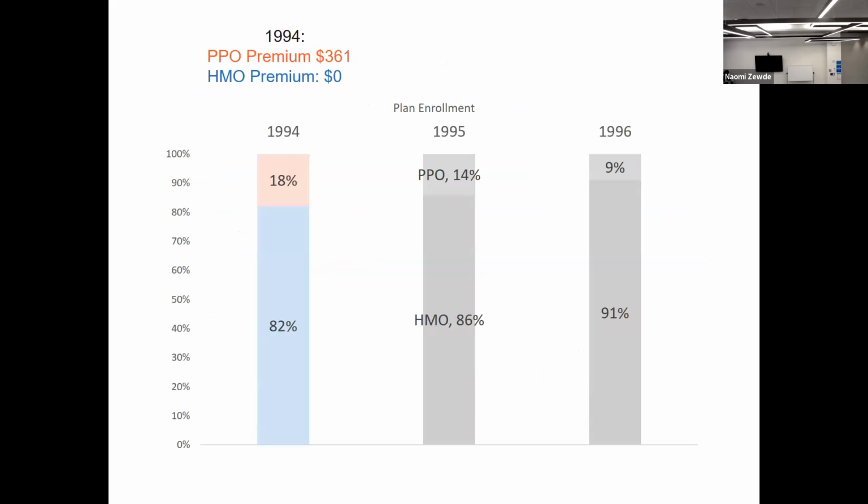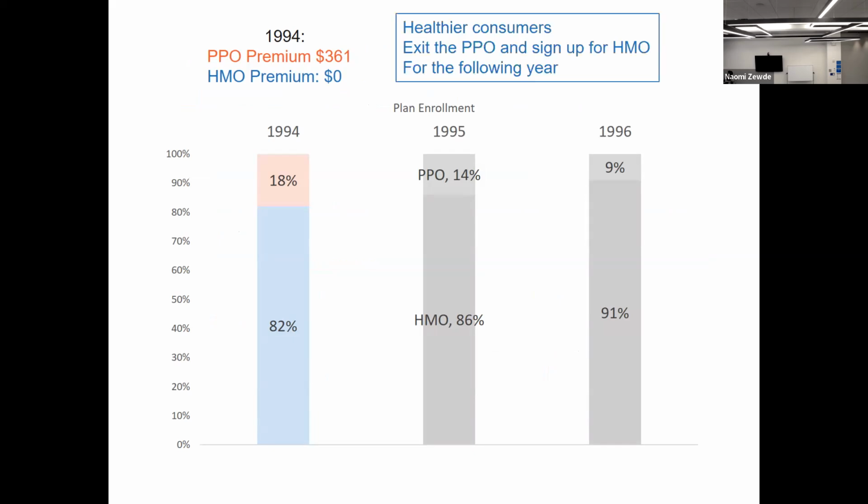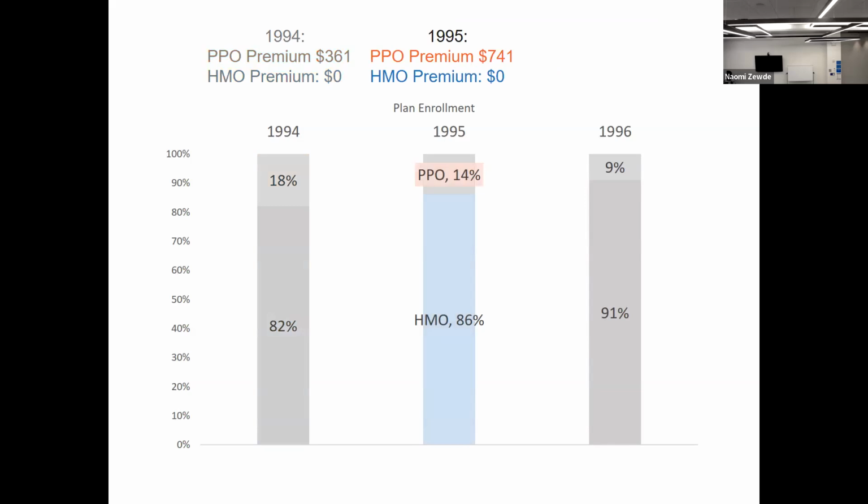So year one, they implement this policy. The HMO premium costs you nothing, but if you opt up to the PPO, you pay $381. And about 18% of the employees were willing to do that. Then in year two, the healthier consumers exit the PPO and sign up for the HMO. And by year two, the PPO premium goes up to $741.